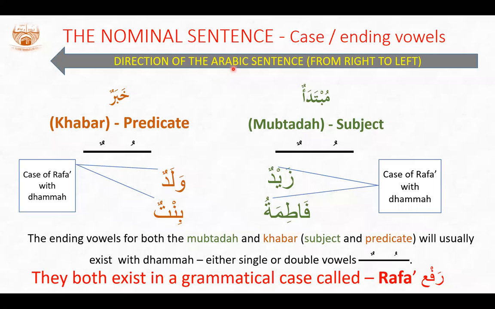Now, for the nominal sentence, we need to consider what vowel we are going to apply to the ending of the word. And this is where we need to learn some laws again. So we know the two parts of the nominal sentence, based upon what we just did: the mubtada, the subject of the nominal sentence, and the khabar, the predicate. And in these two examples, Zaidun Waladun, Zaid is a boy, the "is" remains understood, and Fatimatu bintun, Fatima is a girl.